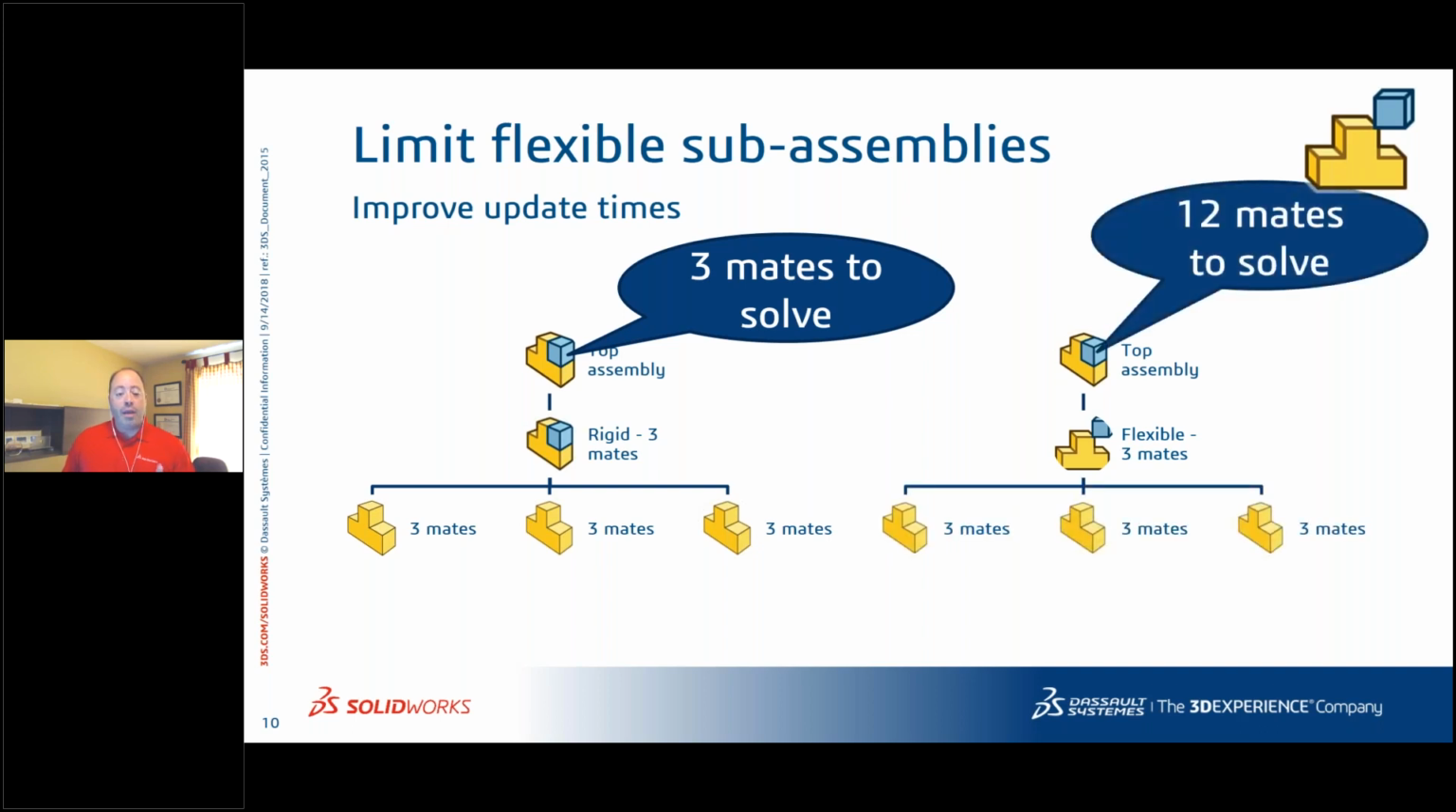Now, all of a sudden, my top assembly needs to solve 12 mates, not just the 3 at the part level, the 9, I should say, at the part level, but also has to solve the 3 at the subassembly level. Because for SOLIDWORKS, when it sees a flexible subassembly, it actually goes into that subassembly to solve all the mates of that subassembly. And imagine there's another subassembly in that one that's also flexible. It has to go into that one too. So you have to be really careful. I mean, flexible subassemblies are awesome. You just have to understand what's the implication of using them.